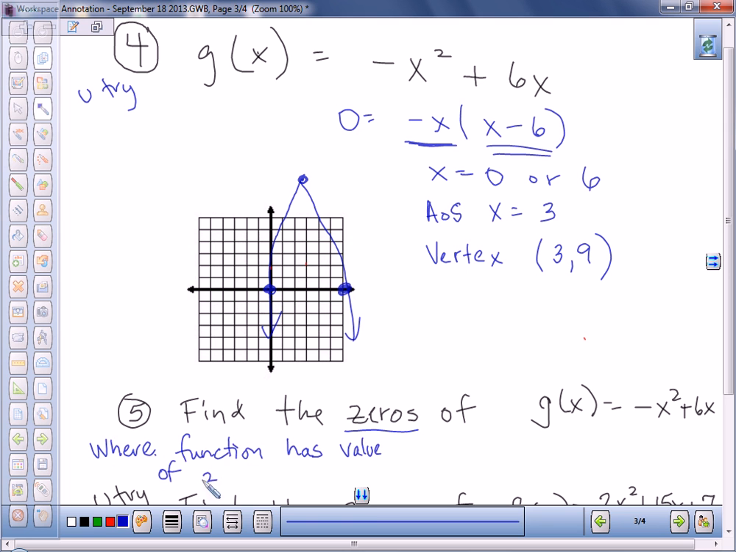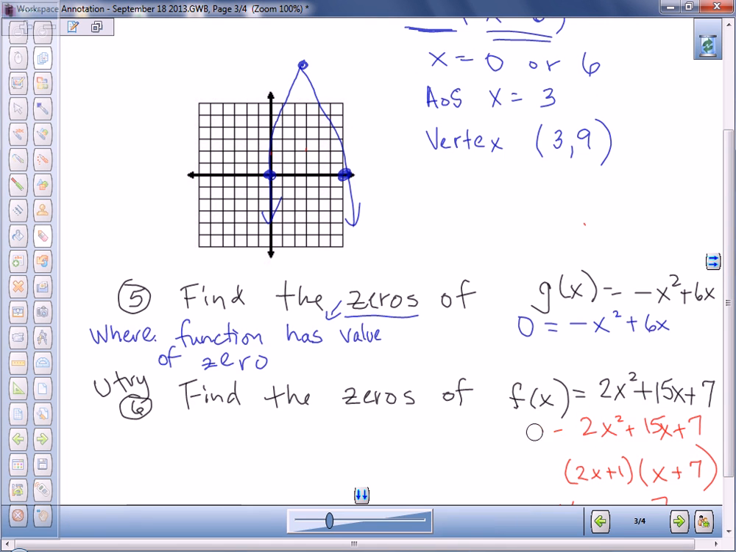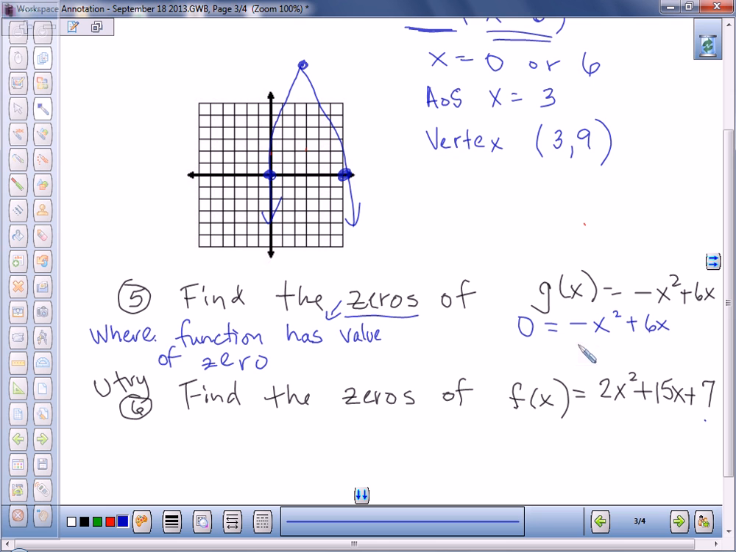0. So if I took the same problem and I just asked you not to graph it, but to give me the zeros of the function, the zeros of the function are 0 and 6. So you try this one. Find the zeros of this function.